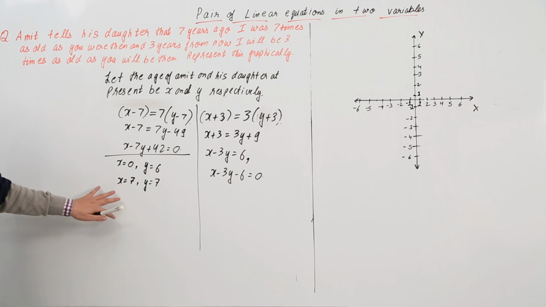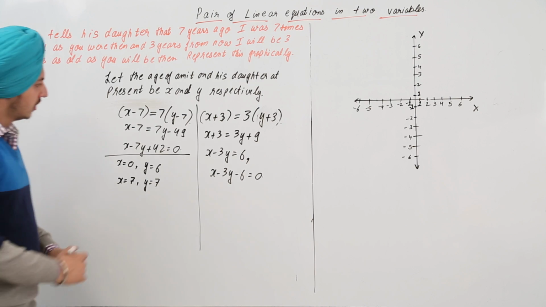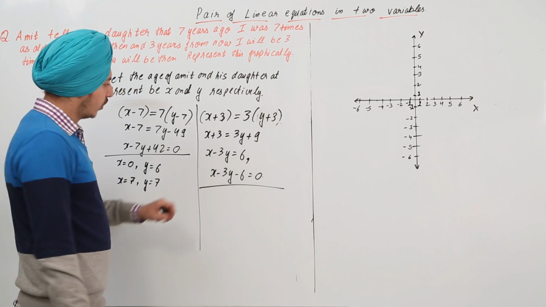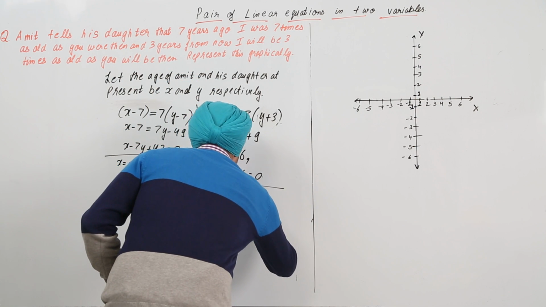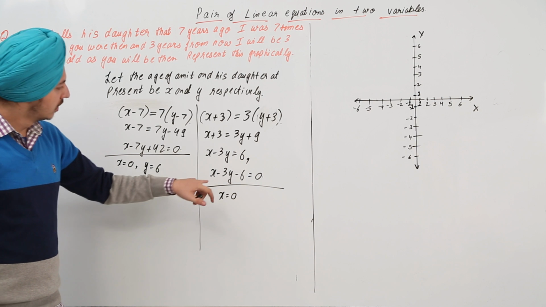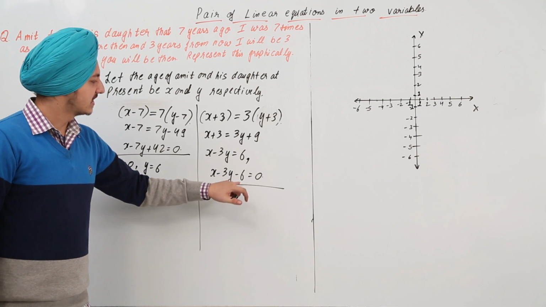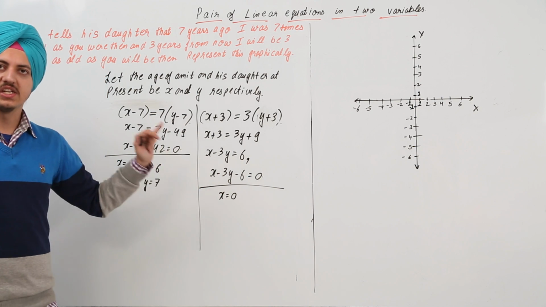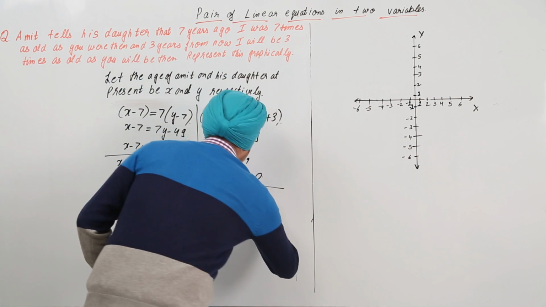So these are the two values of X and Y for this equation. Now the two values for the other equation. For X equal to 0, what is Y? Minus 3Y minus 6 is equal to 0. So 6 goes to that side, minus 3Y is equal to 6. So Y is equal to minus 2.